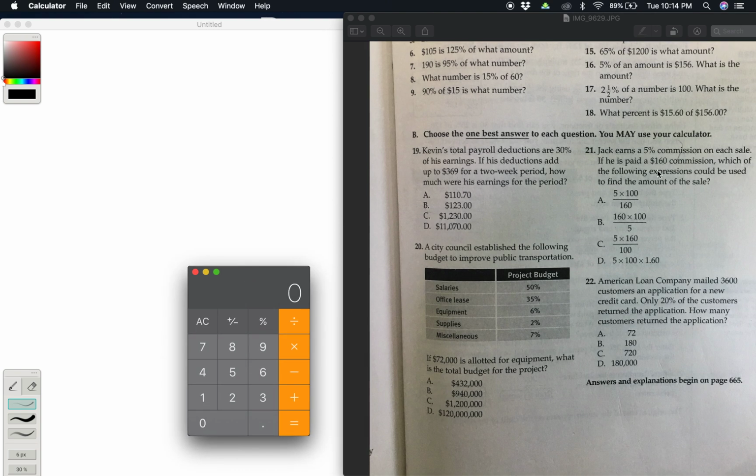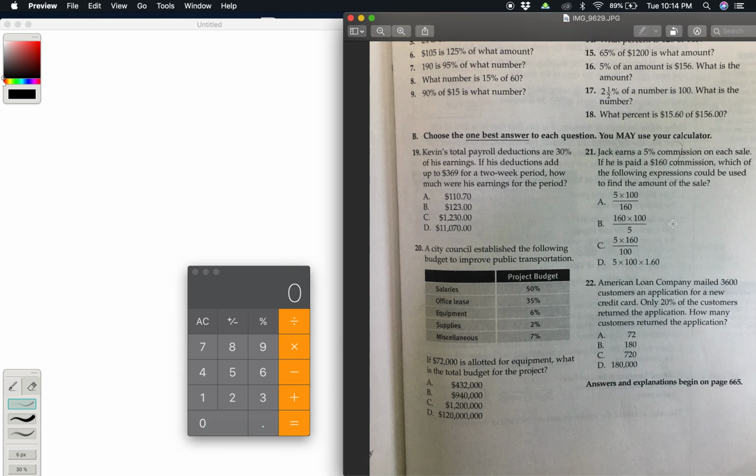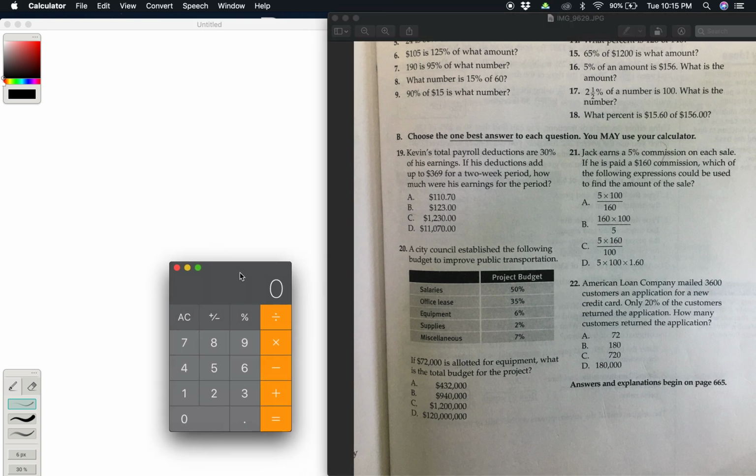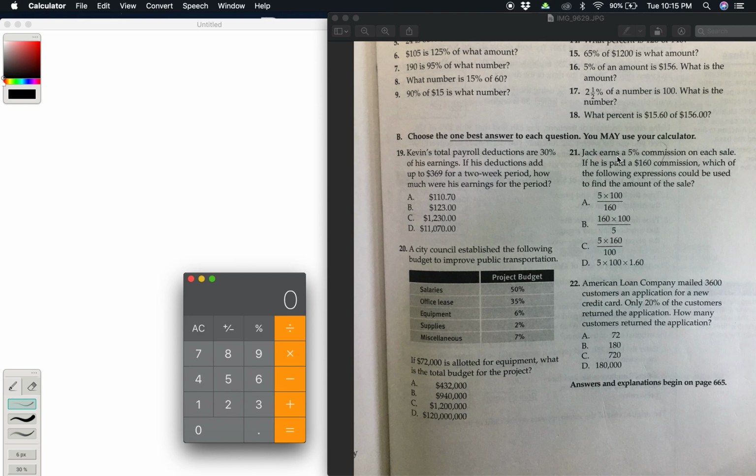Okay, number 21 here, y'all. If I could put my little cowboy twang in there for you, y'all. Let's see. 21. Jack earns a 5% commission on each sale. If he is paid $160 commission, which of the following expressions could be used to find the amount of the sale?